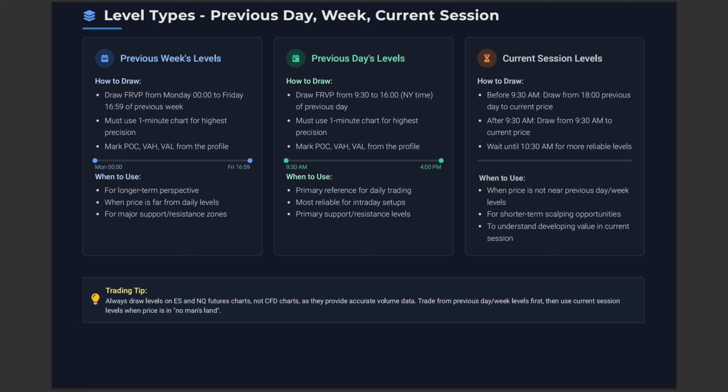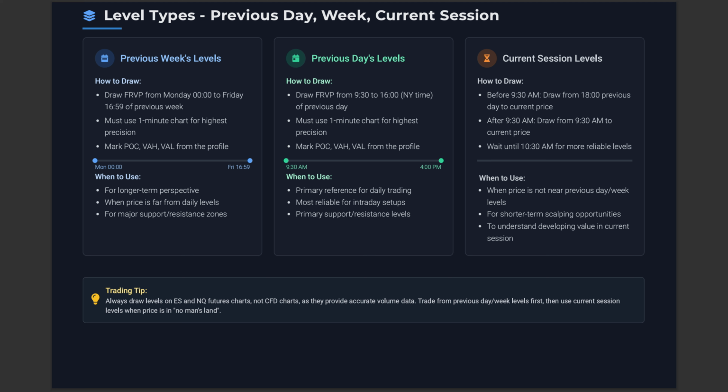Current session levels depend on when you're trading. If you're trading before the 9:30 a.m. open, draw from 6 p.m. of the previous day until the current price. If you're trading after 9:30 a.m., draw from 9:30 a.m. to the current price. However, if you're using current session levels, it's best to wait until at least 10:30 a.m. to let enough volume build up for reliable levels.